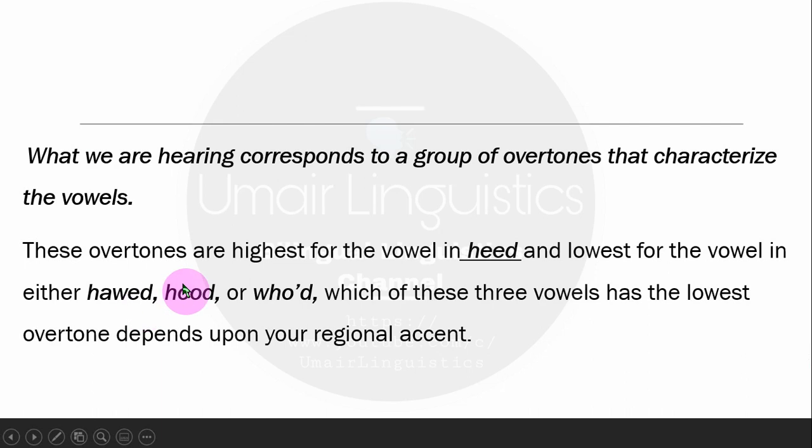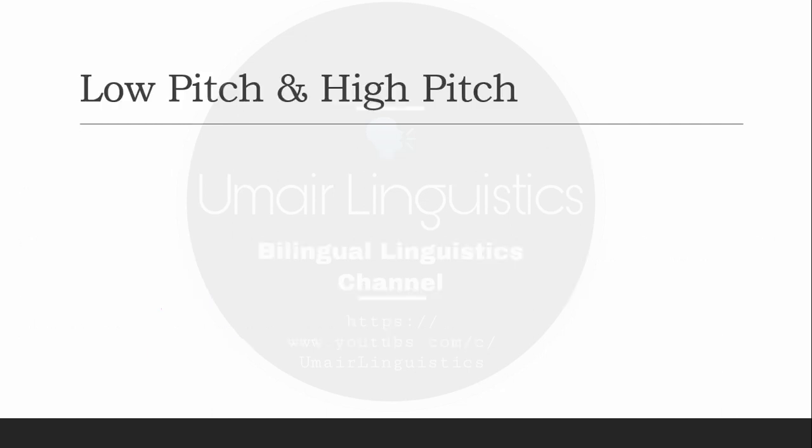And these overtones are highest for the vowel in heat, which is E. So E has the highest overtone, and the overtone would be the lowest for one of these vowels, either O, U or O. It depends on your regional accent, because in some accents of English one vowel has the lowest overtone, and in some accents U would have the lowest overtones, or in other words the lowest pitch.